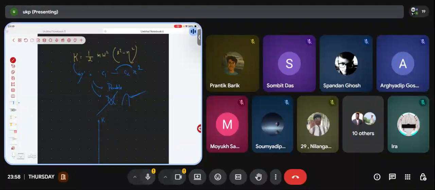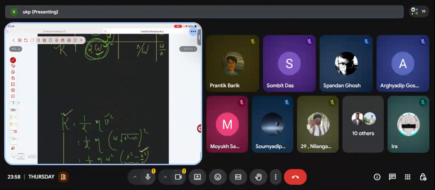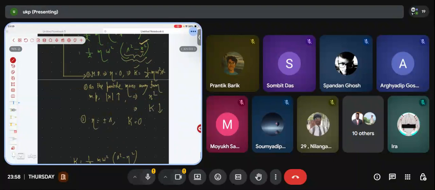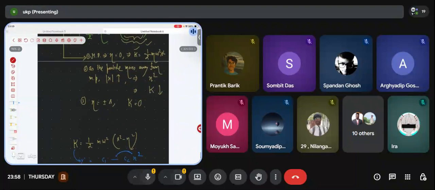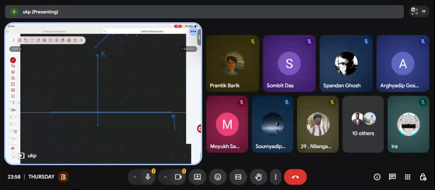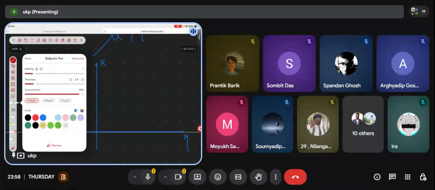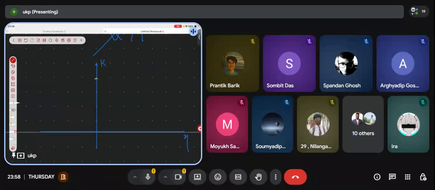Did we observe that at x equal to 0, kinetic energy is maximum? At x equal to 0, kinetic energy is maximum, and as x increases in terms of magnitude, kinetic energy drops. At x equal to plus minus a, the kinetic energy becomes 0. Parabola का shape कैसा होगा? I am hoping that this is not the first time you are hearing this term called parabola. Multiple times you have observed this particular figure.